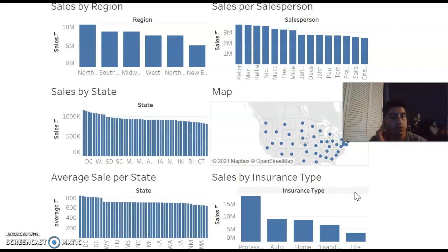And a trend that I see was the states with the highest premium are the ones with the most sales, and the ones that have the least amount of dollar amount of sales are the ones that have the lower premium. Same thing with the region.